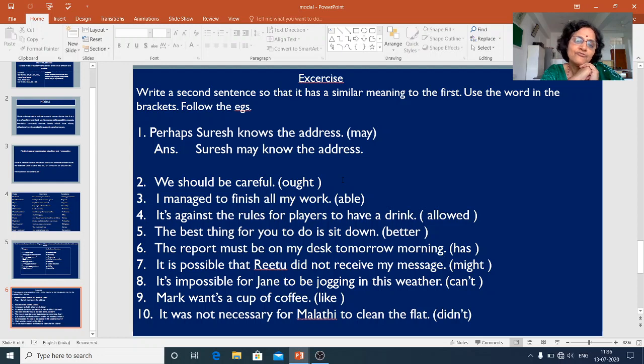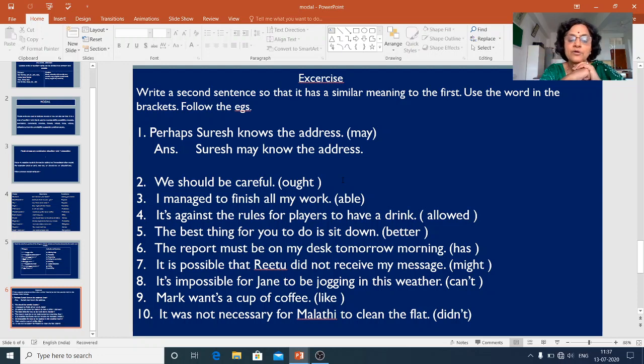So we should be careful. Ought. What should you remove and what should you use? Ought has to be used. So how will you rewrite the sentence? Is that clear? All of you have to do the rewriting of all this that I have shown you. I managed to finish all my work. You have to use the word able. It's against the rules for players to have a drink. Use the word allowed. The best thing for you to do is sit down. Use the word better.